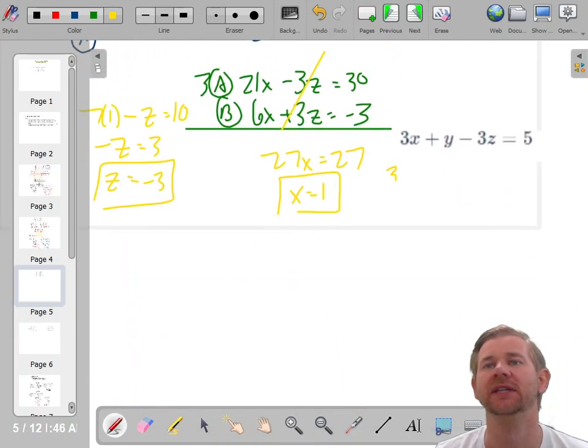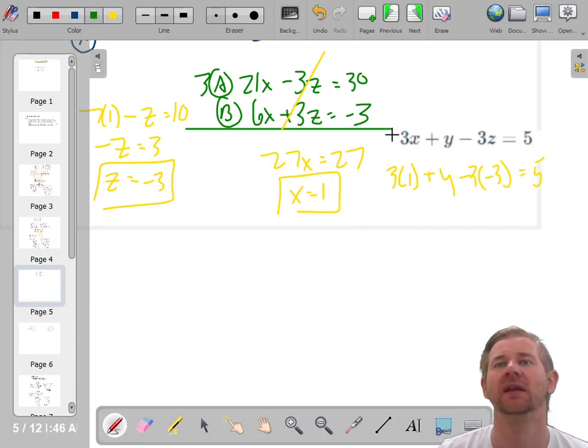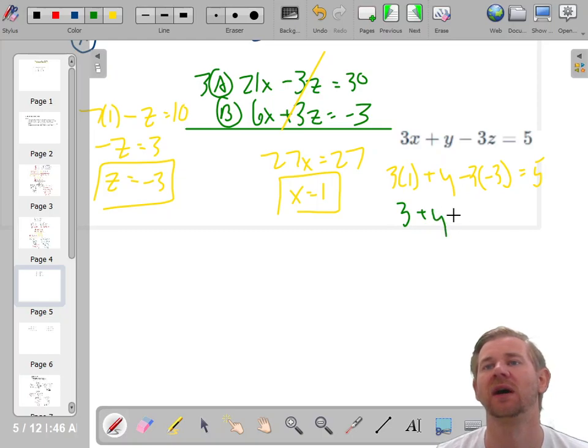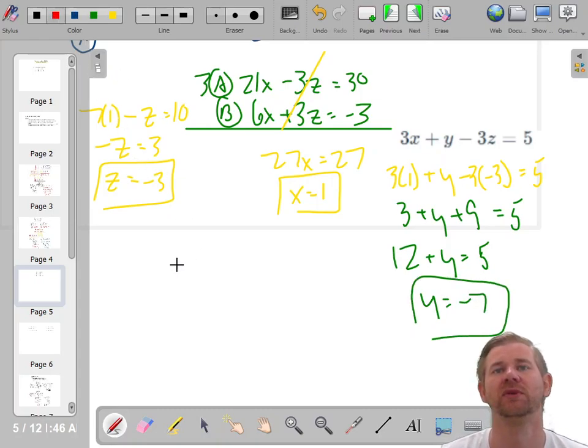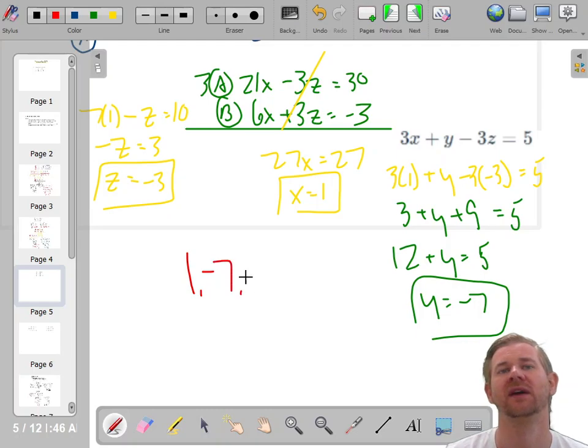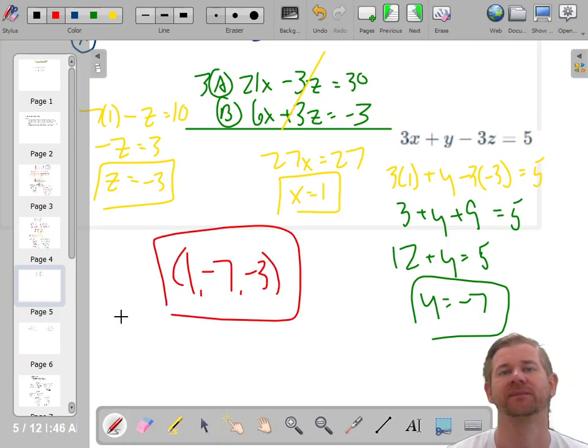So 3 times 1 plus y minus 3 times negative 3. And that's 3 plus y plus 9. Negative 3 times negative 3 is positive 9. 9 plus 3 makes 12. And now to solve, you're going to subtract 12 on both sides. 5 minus 12 is negative 7. As an ordered triple, 1, negative 7, negative 3. Okay.